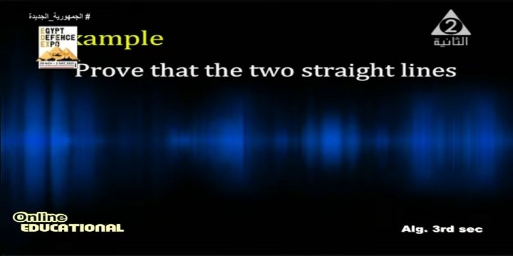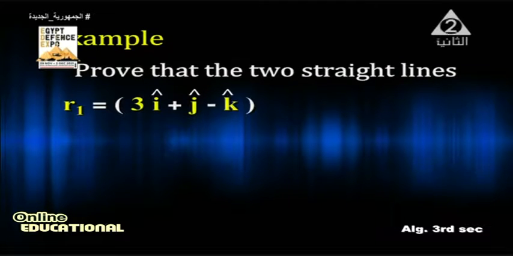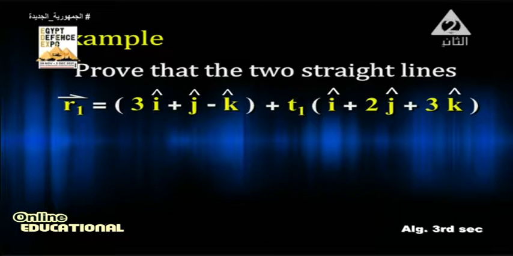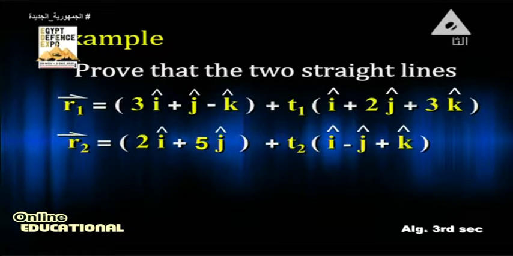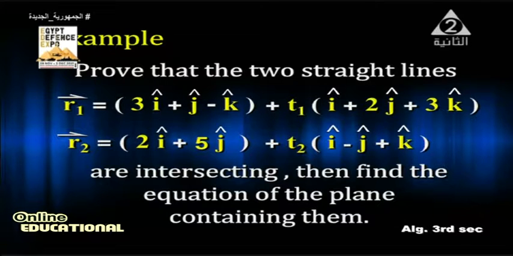My dear students, now we move to another example. Prove that the two straight lines r1 equals 3i plus j minus k plus t1(i plus 2j plus 3k), and r2 equals 2i plus 5j plus t2(i minus j plus k), are intersecting. Then find the equation of the plane containing them.